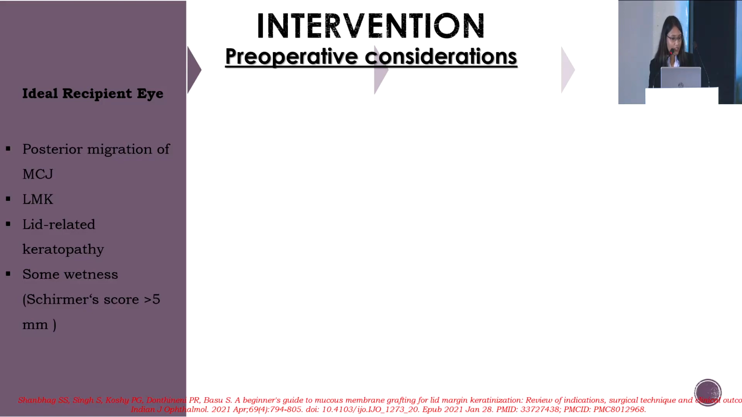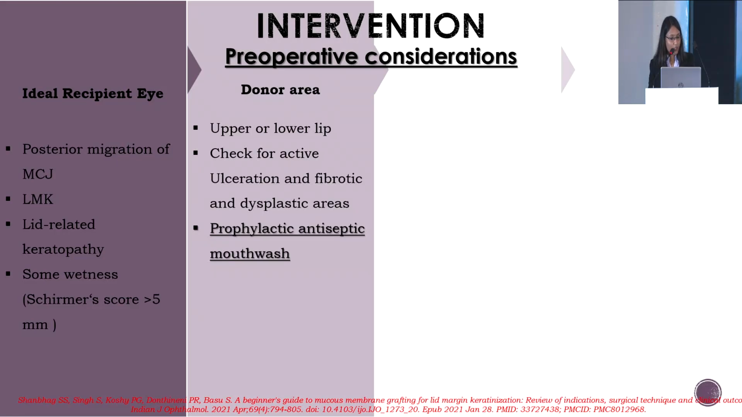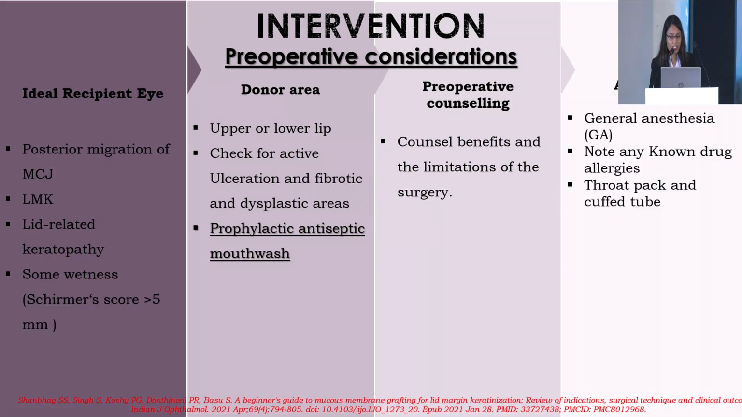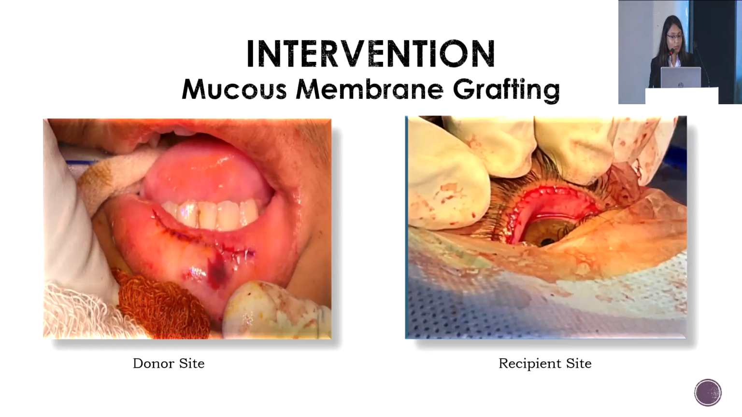The preoperative considerations were the posterior migration of the mucocutaneous junction, the lid margin keratinization and some wetness of the eye. The donor area is usually the upper and lower labial mucosa with no ulceration and fibrotic changes, and prophylactic antiseptic mouthwashes are started. The preoperative counseling is done and the procedure is generally done under general anesthesia, and throat is packed and cuffed tube was used. Mucous membrane grafting was done.